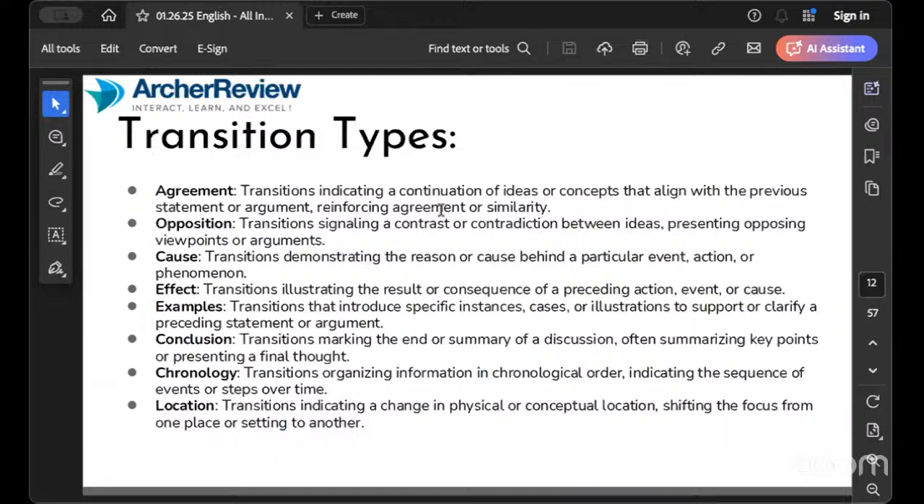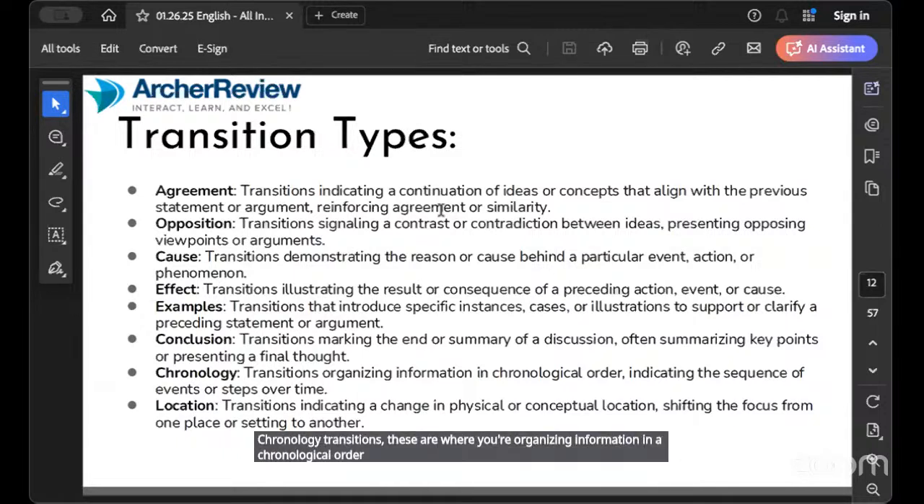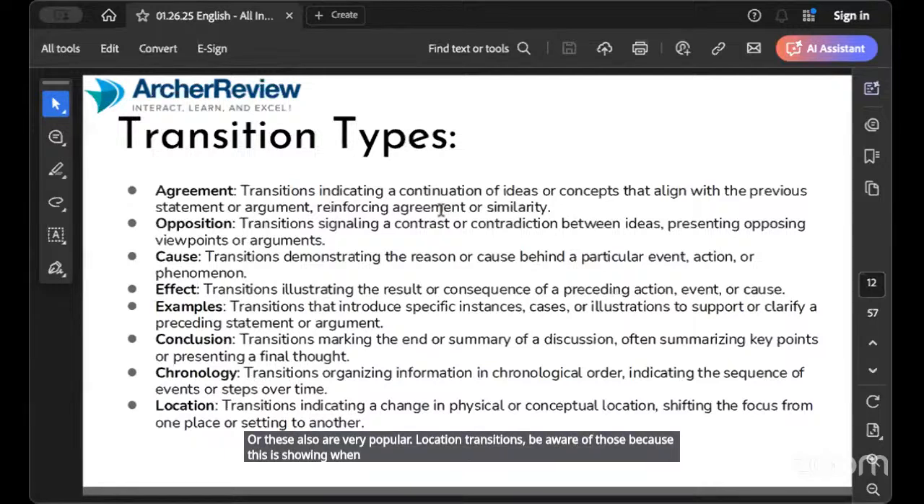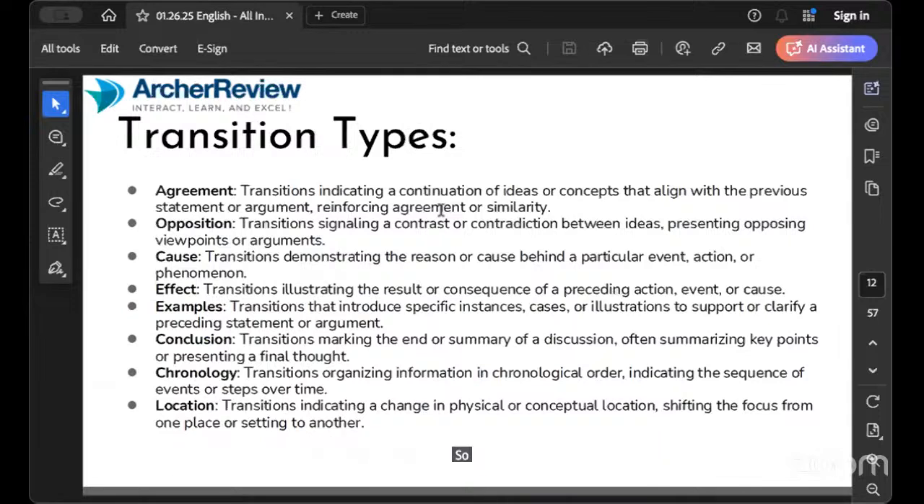Chronology transitions are where you're organizing information in chronological order, so there's a sequence of events. These also are very popular. Location transitions, be aware of those because they show when there is a change in physical location. It's shifting focus from one place to another. So be careful of those. Those often are very tricky and can throw readers off.